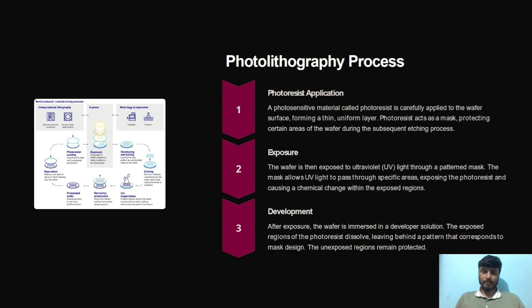Photolithography process. Photoresist application. A photosensitive material called the photoresist is carefully applied to the wafer surface, forming a thin uniform layer. Photoresist acts as a mask, protecting certain areas of the wafers during the subsequent etching process.